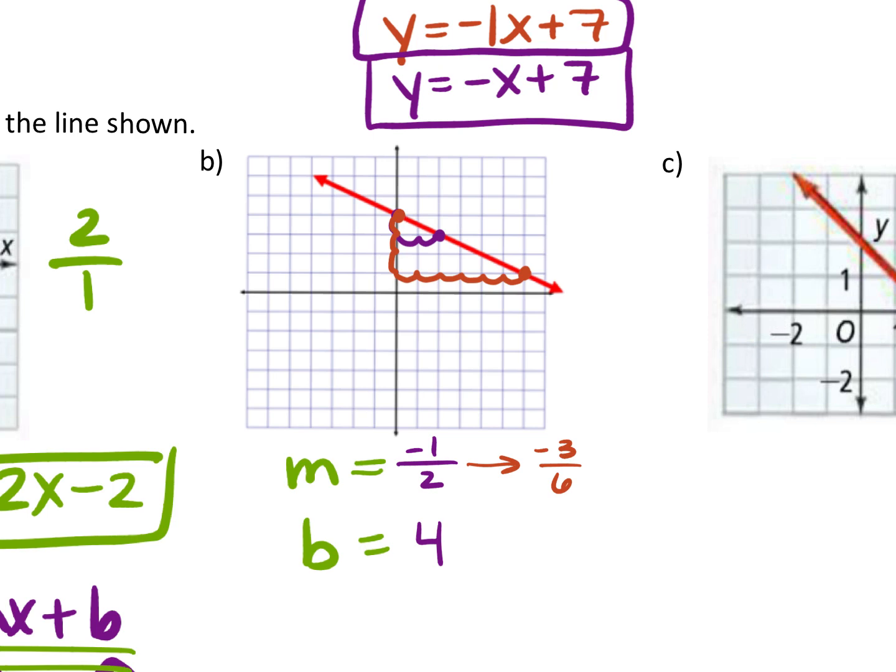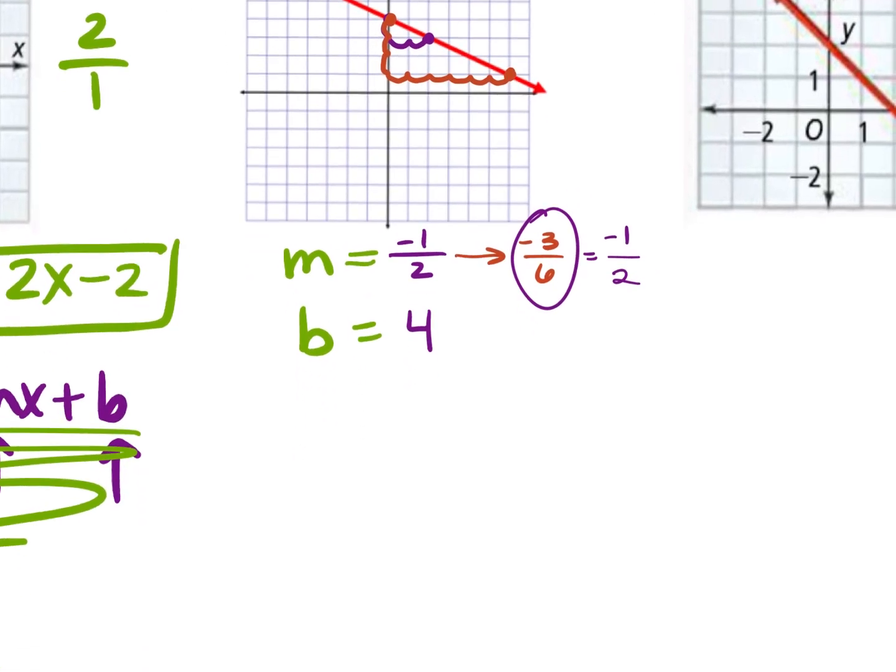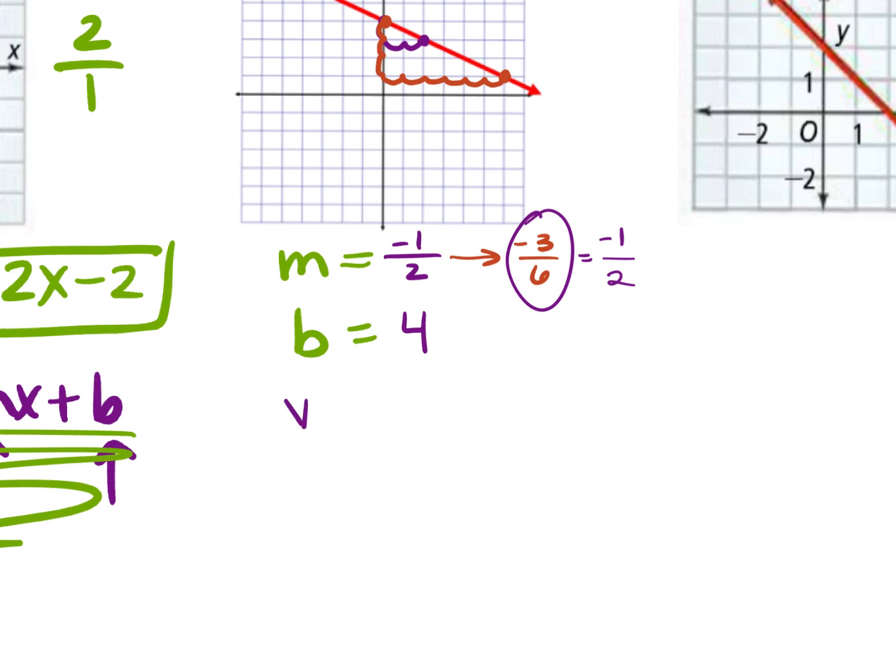So it's okay if you pick different points than I do, as long as when you find your slope, you always reduce it. Okay, so here's my slope and y-intercept. So we would go y equals -1/2 times x, that's mx, and then plus my b value, which is 4.